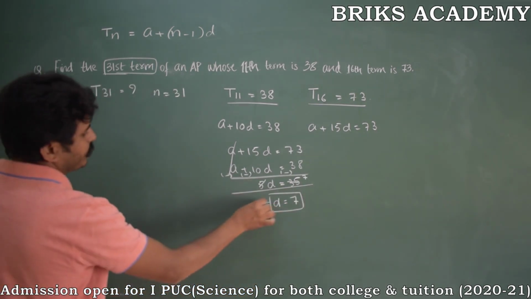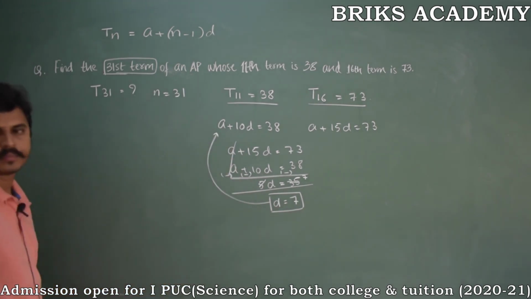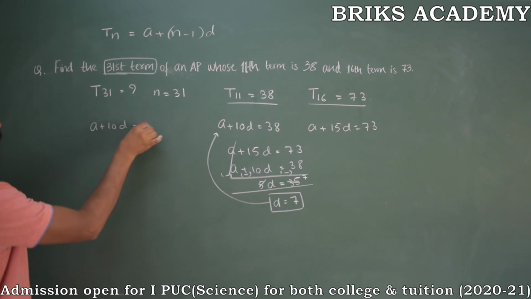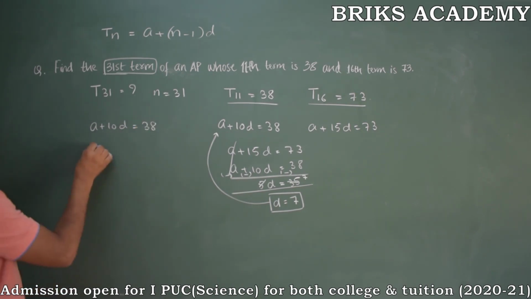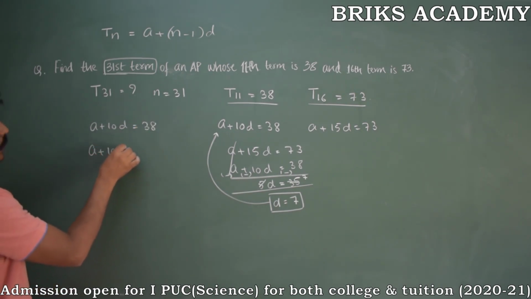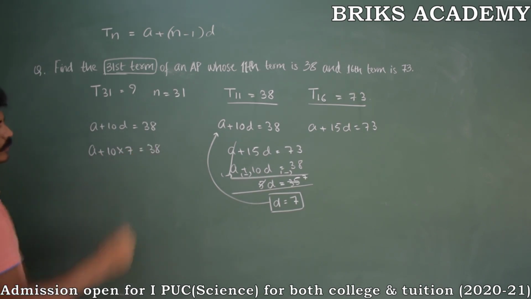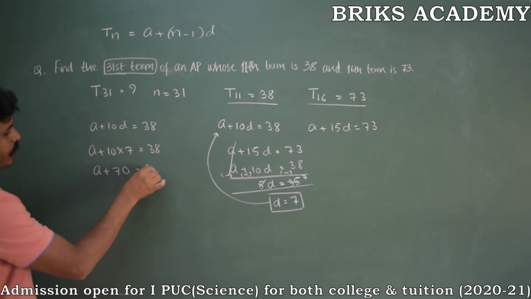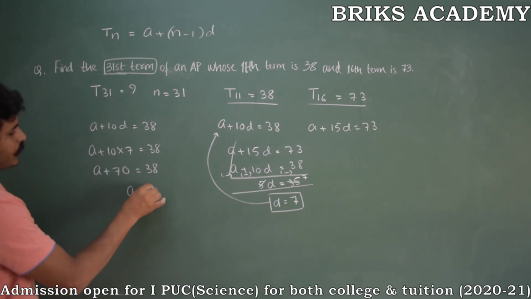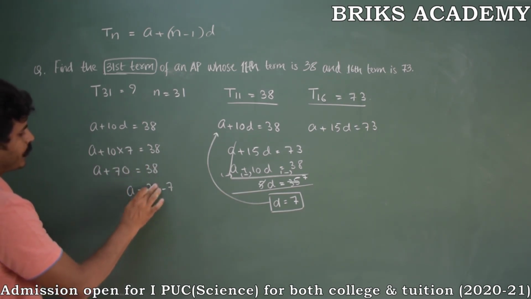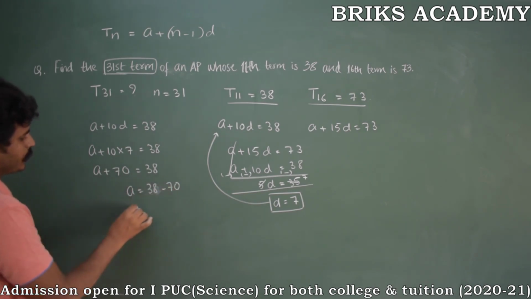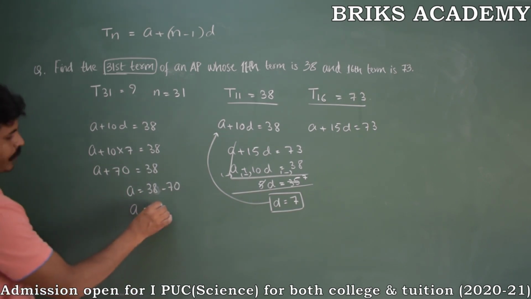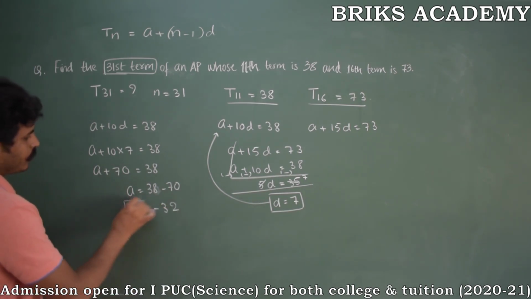Substitute D in any one of these equations, you will get A. That is A plus 10D equal to 38. A plus 10 into, what is D? 7, equal to 38. A plus 70 equal to 38. A equal to 38 minus 70. How much is it? 38 minus 70 is minus 32.